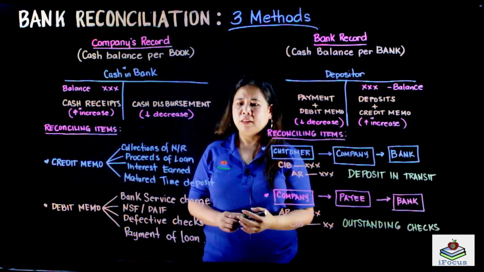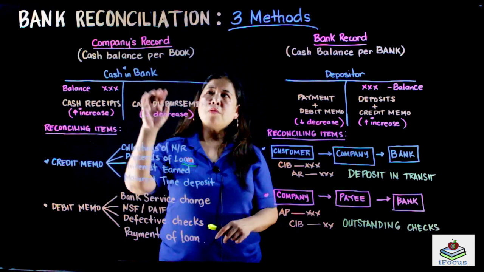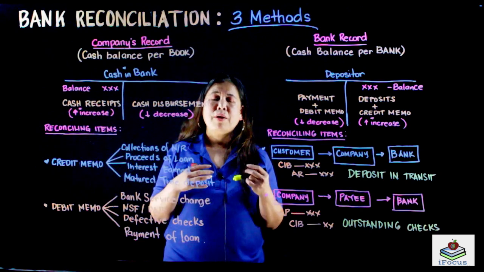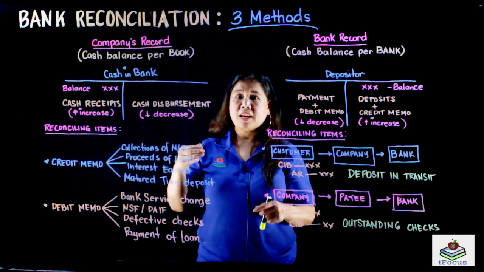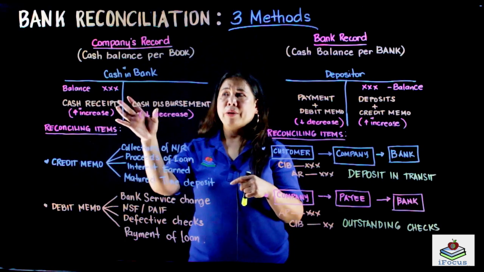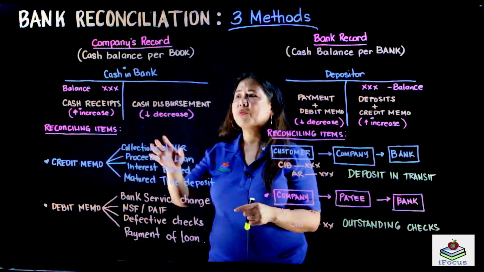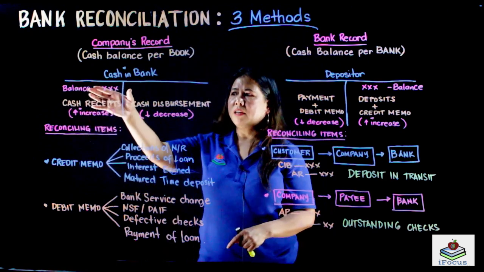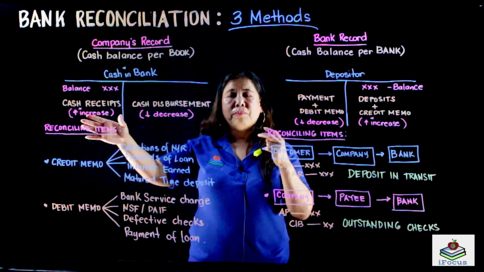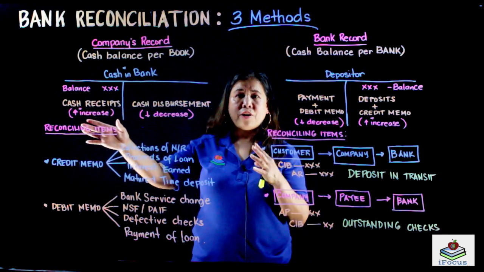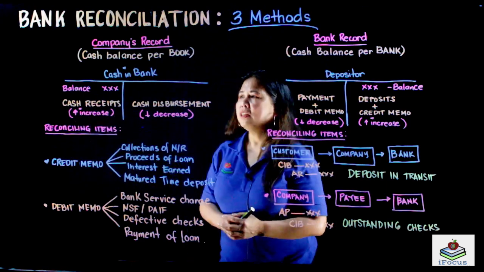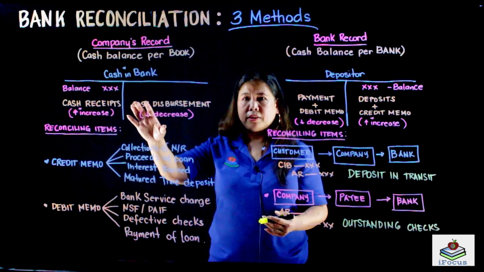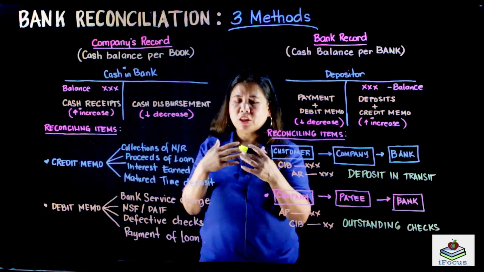So, ito po ang ating overview of our company's records and the bank record. On the company's record, yung cash balance per book, nakikita natin sa ledger, sa books ng company. Then, the normal side of our cash in bank is debit side. And nag-i-increase ang ating cash in bank kapag meron tayong cash receipts or mga kinokolekta nating mga pera from customers or other companies. Nagdi-decrease naman itong ating cash in bank kapag nagkaroon tayo ng cash disbursement. Nagdi-decrease ang ating cash in bank kapag nag-issue tayo ng cheque.